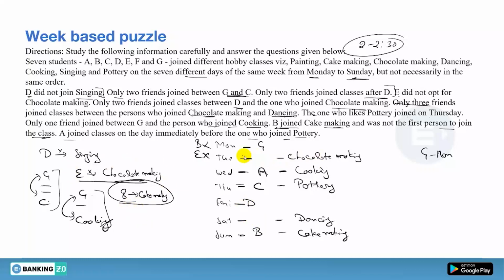That E can't be on this position on Tuesday. So it is obvious that E must be on Saturday, and the last person F must be here. Yes or no? Then now D can't opt for singing. So singing can't be here. So the only possibility is that singing must be here. Yes or no? And the last, let's see what we have left.